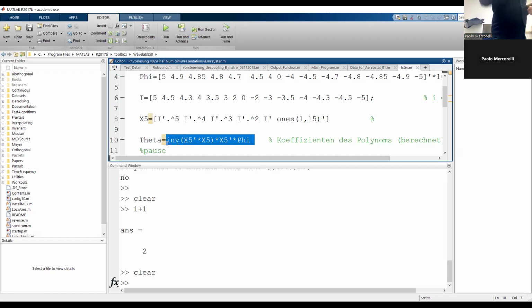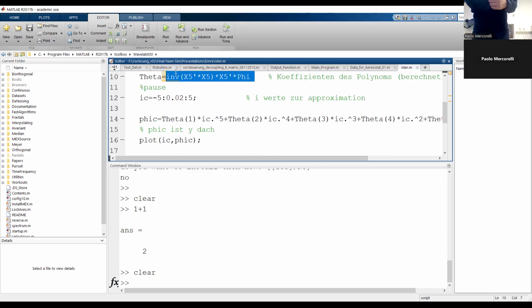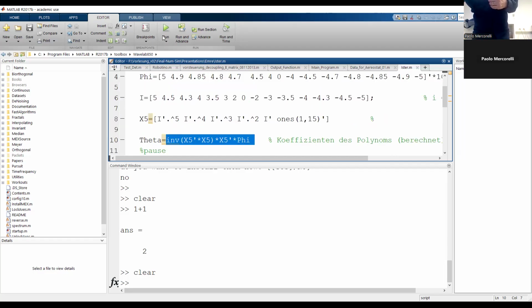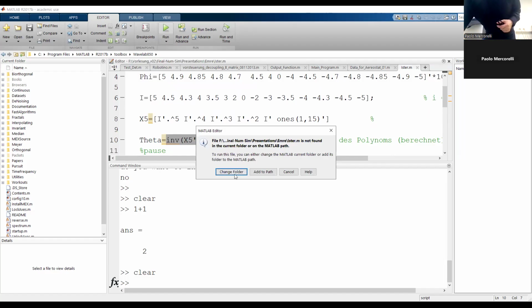X, transpose, multiply X, invert, multiply X transpose, multiply phi. I didn't demonstrate this mathematically, but I told you in the equation. The rest is the technical aspect, which I will tell you next week. The solution is already here: theta. I will come to your question, but we will restart next week from this.